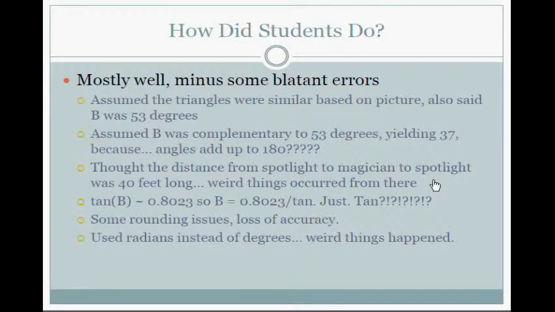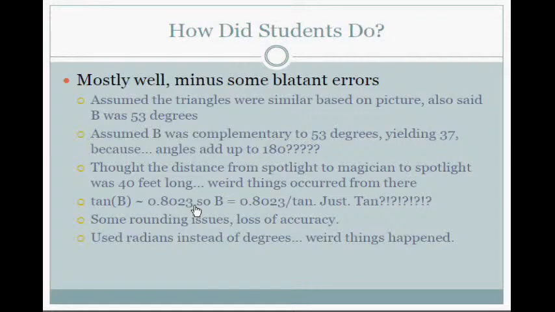So the one that upset me the most was that students were able to follow through everything in terms of the right triangles, but then when it came to finding the inverse function, not so good. So if we have that the tangent of angle B is about 0.8023, like I said, well, that means that B is 0.8023 divided by tan.